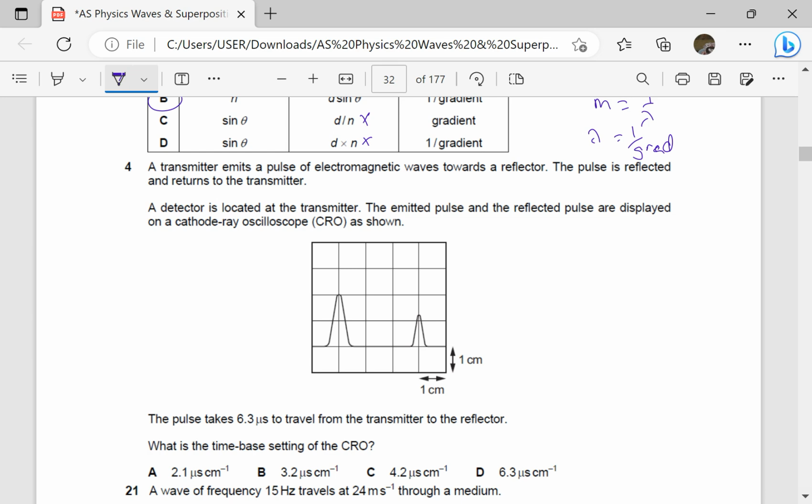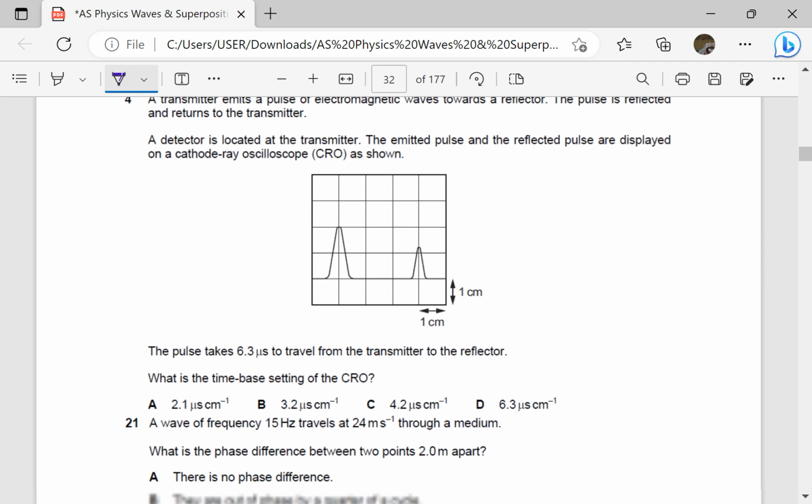A transmitter emits a pulse of electromagnetic waves towards a reflector. The pulse is reflected and returns to the transmitter. A detector is located at the transmitter. The emitted pulse and the reflected pulse are displayed on a CRO. Because the detector is at the transmitter, the distance shown here is towards the reflector and back. So the distance here is between transmitting and receiving. The pulse takes 6.3 microseconds to travel from the transmitter to the reflector. What is the time-base setting of the CRO?